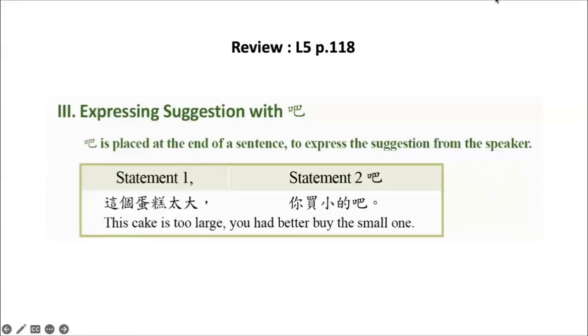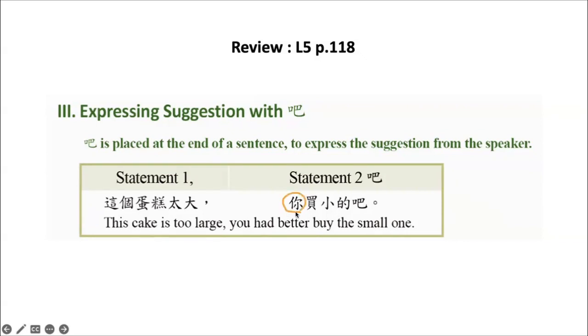Today we are going to learn one more usage of but. Before we start our lesson, let's review what we learned before about but. In lesson 5, we learned one usage of but is expressing suggestion.